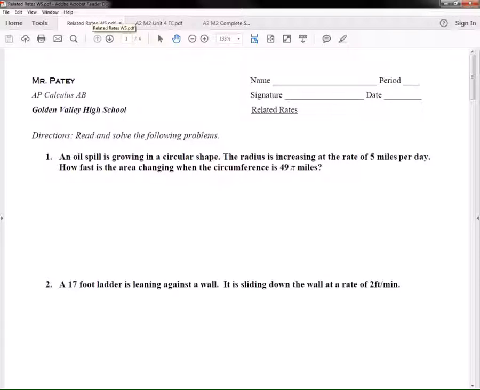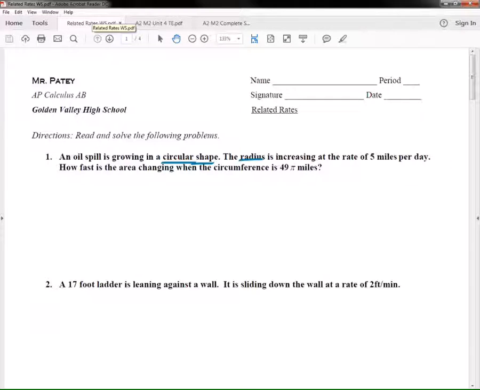Okay, so we solved this problem in the DNA. Now we're going to translate it. Okay, you guys ready? An oil spill is growing in a circular shape. Okay, I've always said underline the math words. Here's the math word, circular. Circular shape. Actually, let's include shape right there.